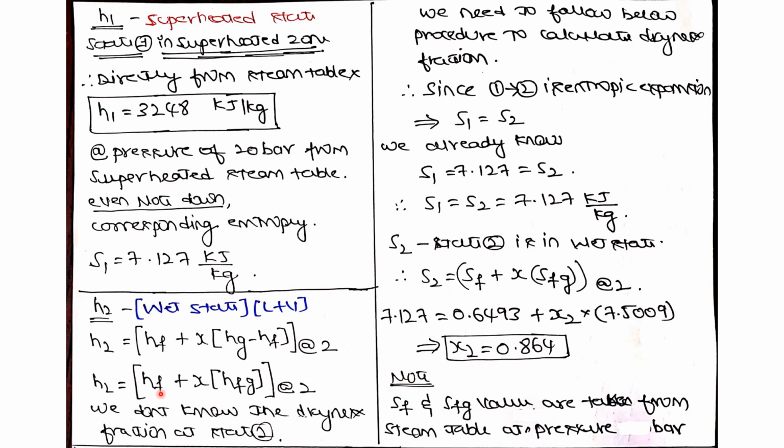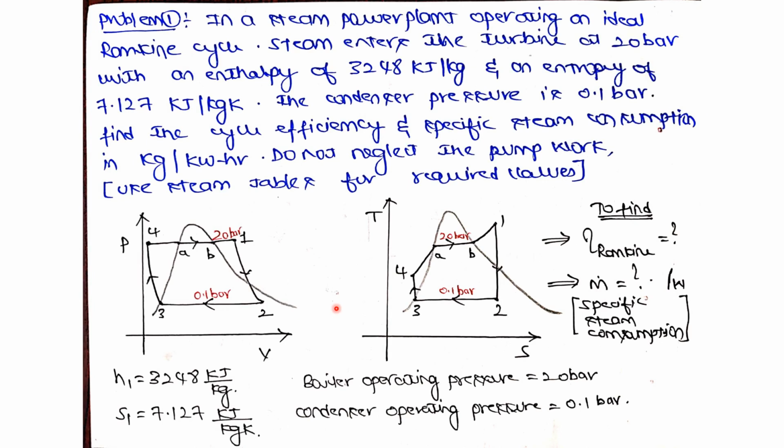But you don't know what is X2, correct? What is the dryness fraction at that particular stage? We need to calculate. How do you do so? You have to follow the same procedure as calculated here. If you observe, from state 1 to 2 is an isentropic expansion. What do you mean by isentropic? The entropy remains same from state 1 to state 2. There is no entropy change. That means S1 is equal to S2, correct? So that particular condition we will be using to calculate the value. S1 is equal to S2 because 1 to 2 is an isentropic expansion process.